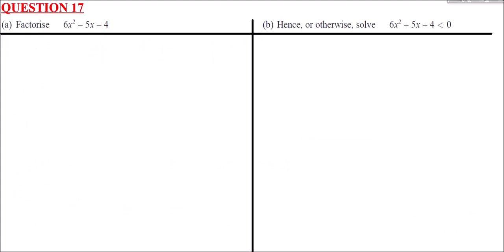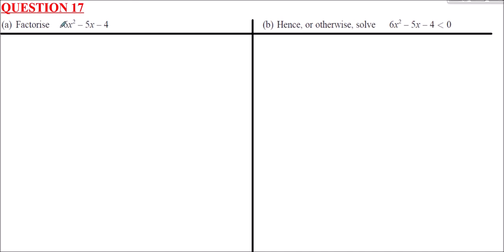Question 17, factorise 6x squared minus 5x minus 4. I'm just going to show you my strange method for doing this. So chances are, if you've not been taught by me, you don't know this method, but I'm going to use it because I love it and I make no apologies.